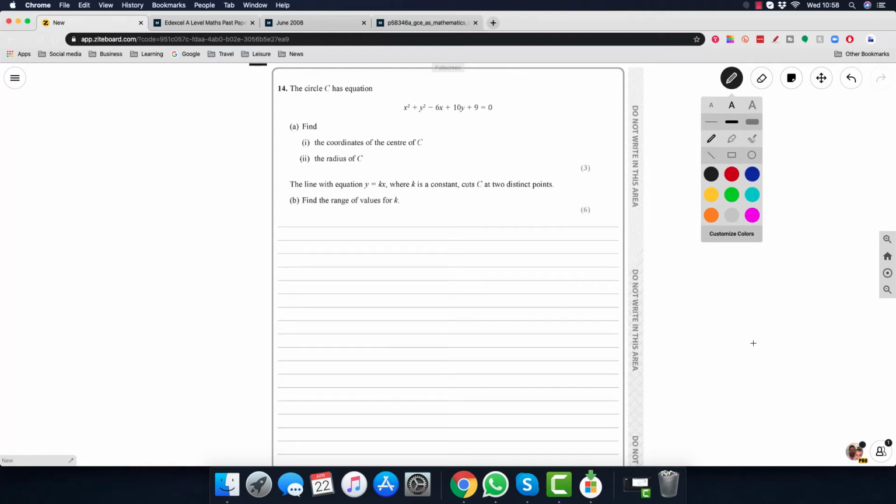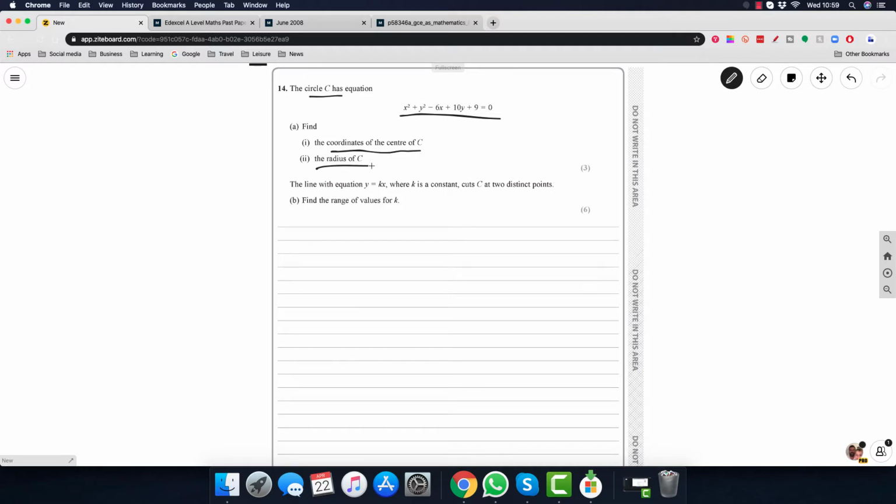Question 14 of the May 2018 AS Paper 1, Edexcel. So we've got a circle question here. We've been given an equation of a circle, but this equation is not very user-friendly. We want to change that so that we can read off the coordinates of the centre and the radius.